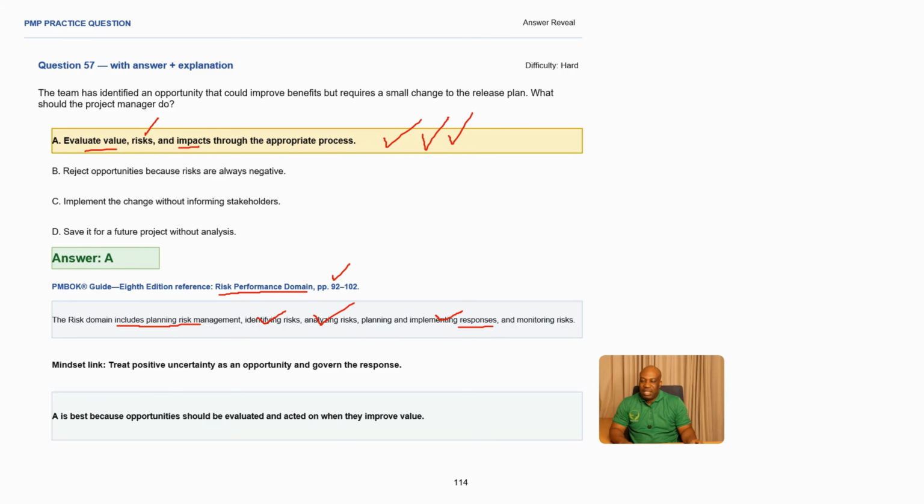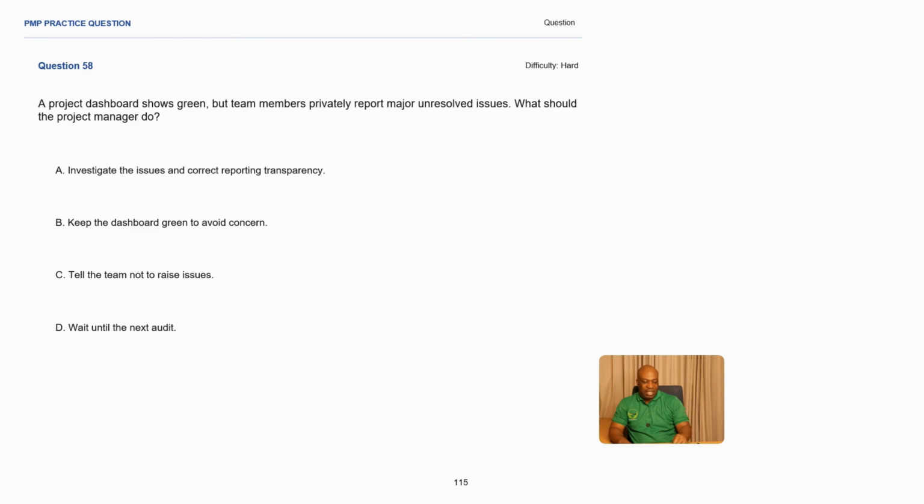And the best mindset that you could use for this particular question is treat positive uncertainty as an opportunity and govern the response. So whether it's negative or it's positive, it's an opportunity, it's a threat, you still need to come up with a risk response. Making A the best answer because opportunities, they should be evaluated and acted on when they improve value. Making A the best answer.